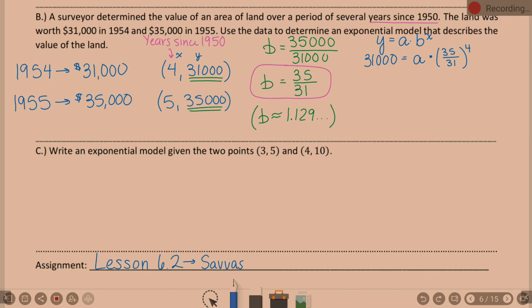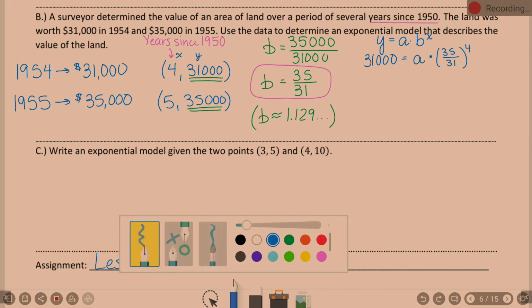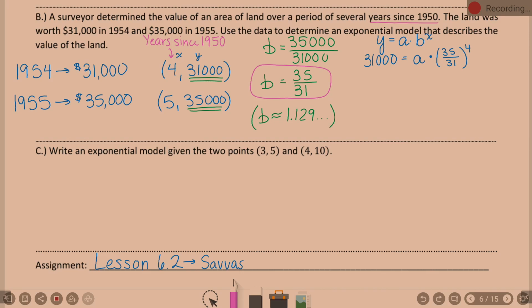Now, think with me. How do I get A by itself? We divide, right? If it's A times this thing, we're going to divide by this thing. So I'm going to divide by 35 over 31 raised to the 4th. What I do to one side, we're going to do to the other side. Okay. Now, you can figure out already, A is not going to come out a pretty answer.